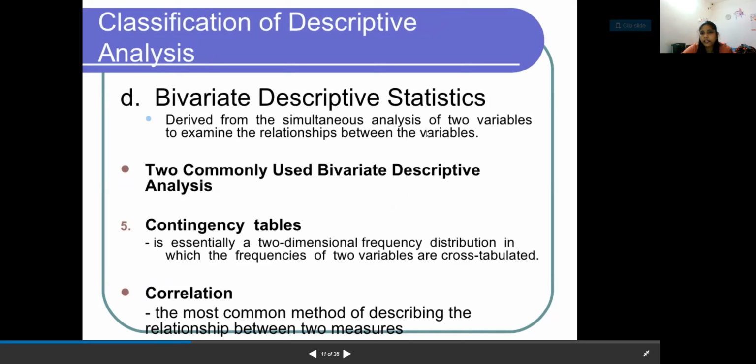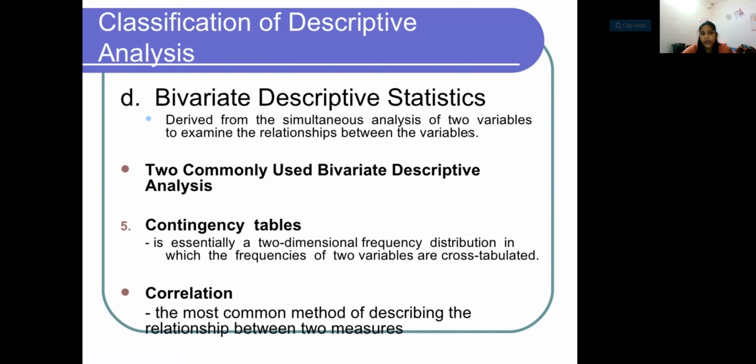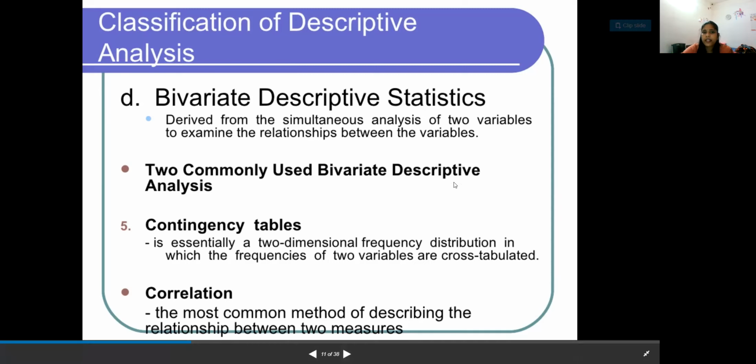Also you can see bivariate descriptive statistics, derived from the simultaneous analysis of two variables to examine the relationship between the two variables. Okay, we are able to identify the relation between two variables, the knowledge and the demographic variable association. Two commonly used bivariate descriptive analyses are the contingency table and correlation. Okay, contingency table is a two-dimensional frequency distribution in which the frequencies of two variables are cross-tabulated, and correlation is the common method for describing the relationship between two measures. Two measures in the sense that we have to identify knowledge and perception, knowledge and attitude, then we can find the cross relation through this method.